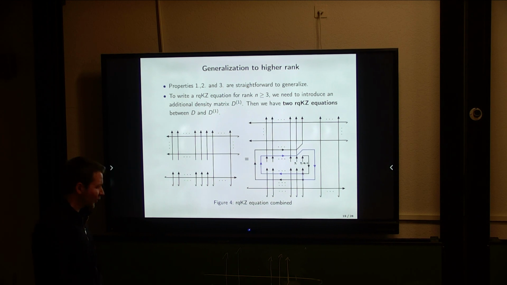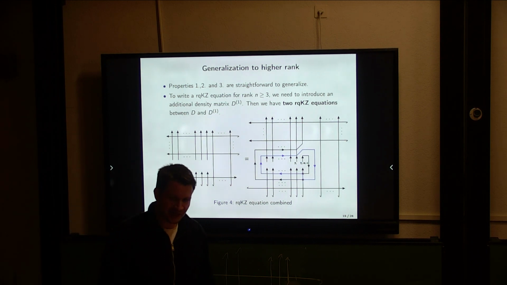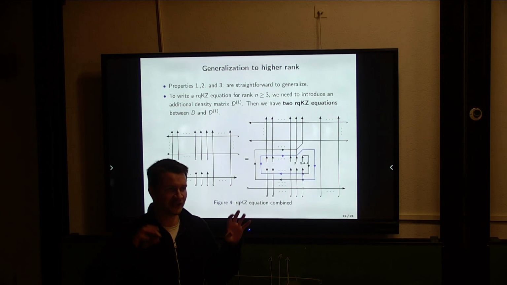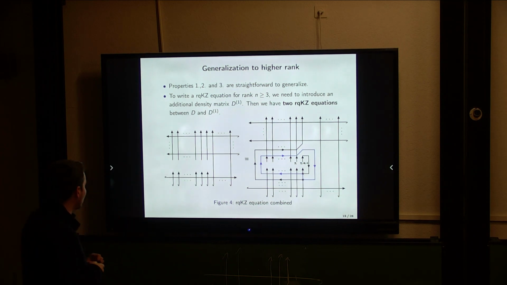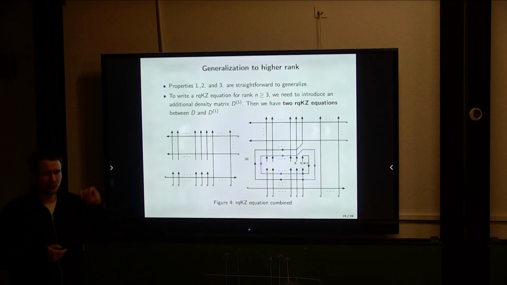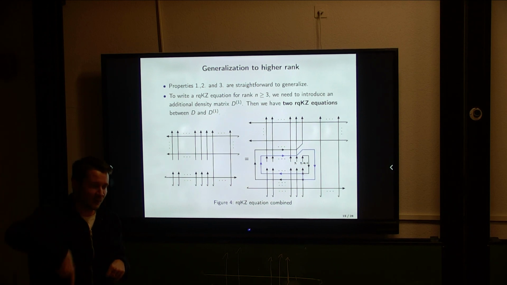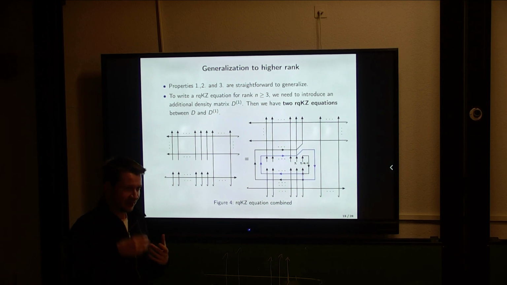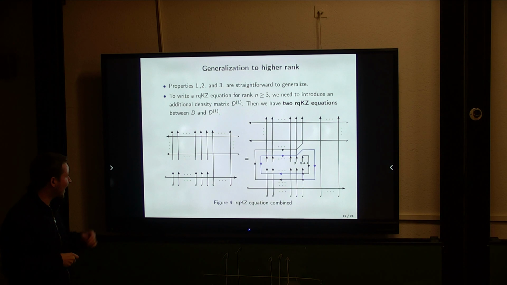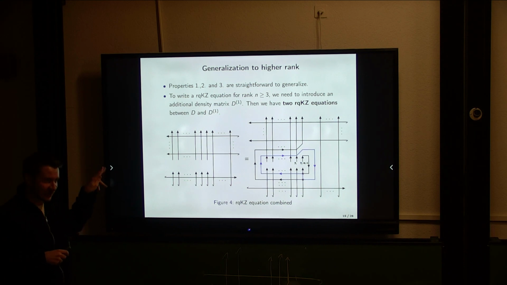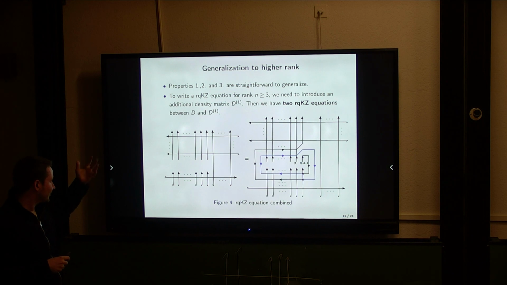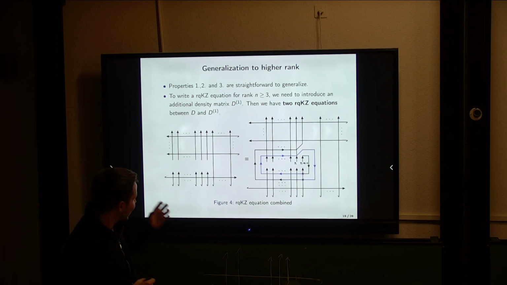What actually happens in the higher rank case is that we have two parts of the RQKZ relation. First of all, we have to introduce another density matrix where the first vertical line is replaced by an antifundamental representation. So, let's say SL3, quark, anti-quark. Then we can find some kind of half RQKZ relation that relates D to D1 and D1 back to D.